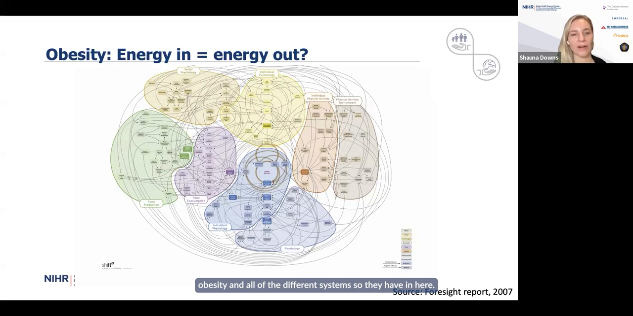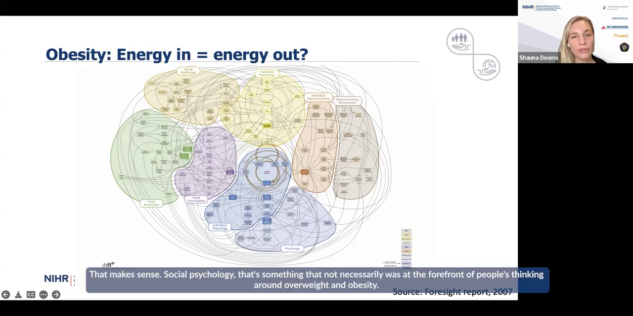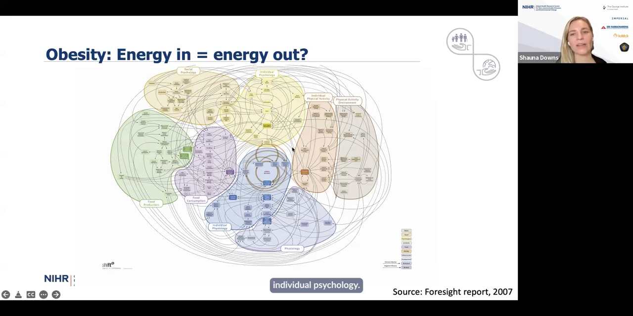So they have in here food production, so food supply chains, also food consumption. Okay, so that makes sense. Social psychology, that's something that was not necessarily at the forefront of people's thinking around overweight and obesity. Individual psychology, individual physical activity, the activity environment, physiology, and then you just have energy balance in the middle.